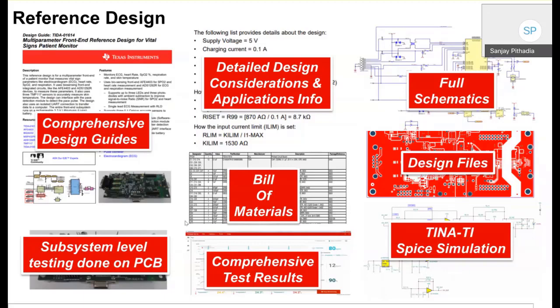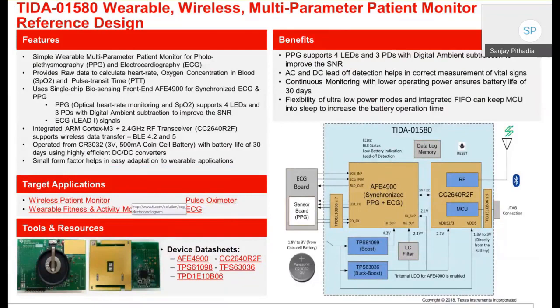So as I mentioned, I will take 3 examples here. The first 2 examples are for the patch reference design, and the third is a portable patient monitor reference design. The first one is called TIDA-01580. It's a wearable wireless multi-parameter patient monitor reference design. This design is measuring two things: ECG and PPG. TI has an AFE called AFE4900, which can do synchronized measurement of PPG and ECG. It measures the signals and sends them to a microcontroller, which includes an RF front end. It is the CC2640R2F, an MCU with RF, and it can send data over Bluetooth low energy.